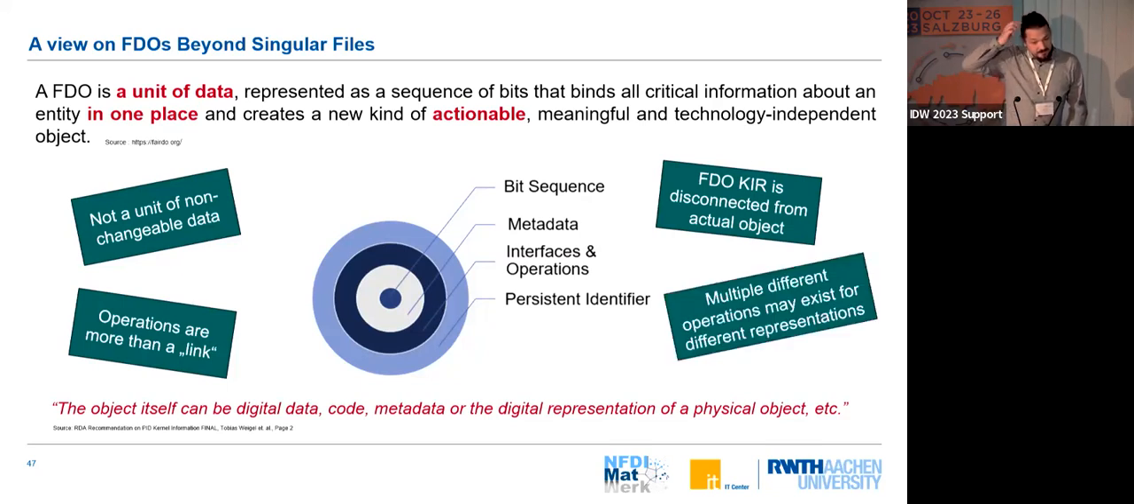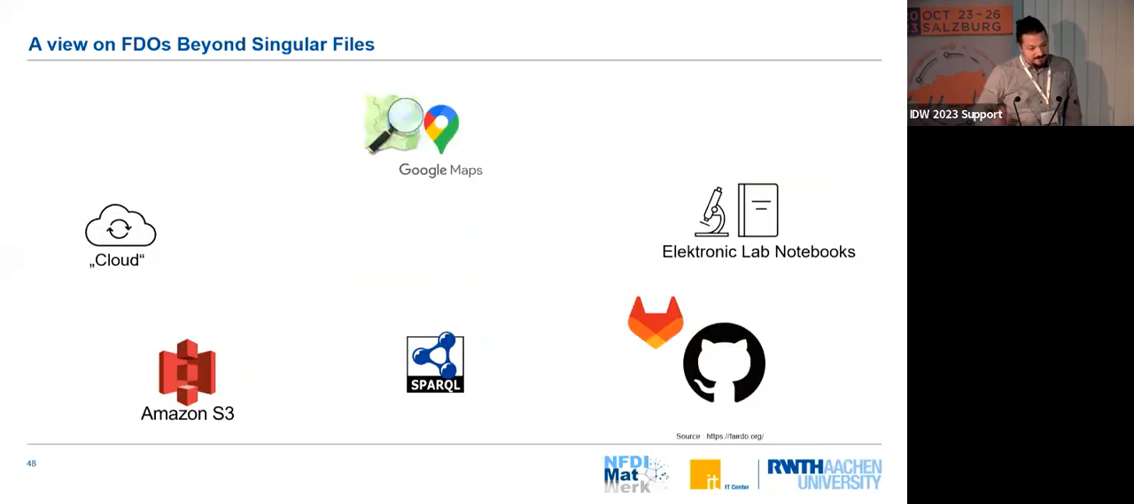As I said, we have many different operations for the resources. Why is that? Because we're not looking at the singular file; we're essentially looking at the cloud. But the cloud is more than that. We might look at map services, which have tons of individual pictures that have a relation to each other. We have S3 or object store buckets. We have SPARQL endpoints for knowledge graphs. We have electronic lab notebooks.